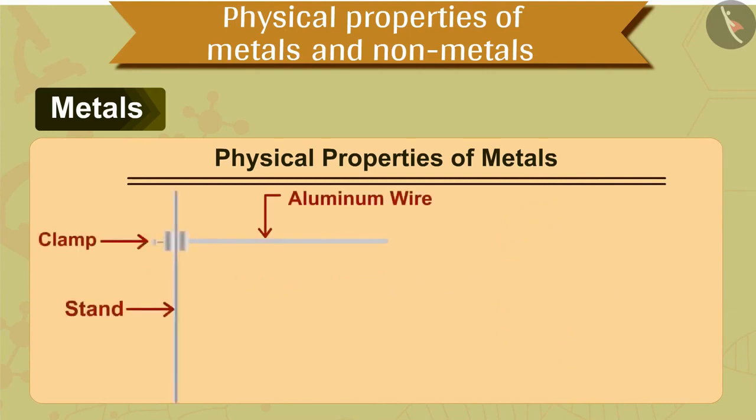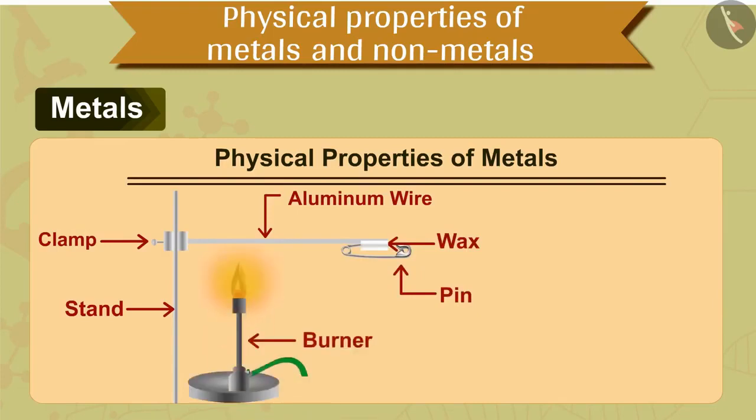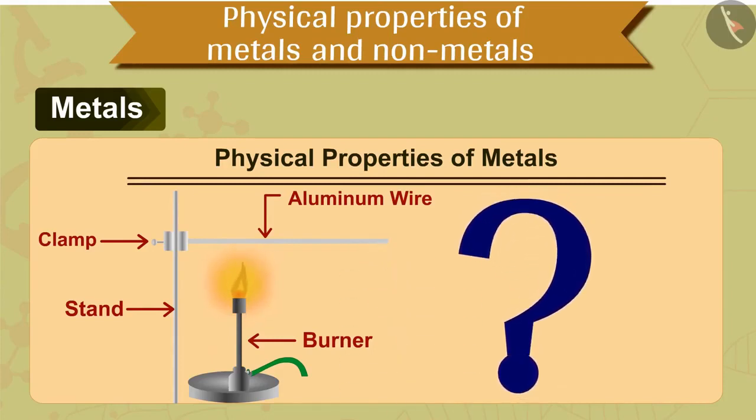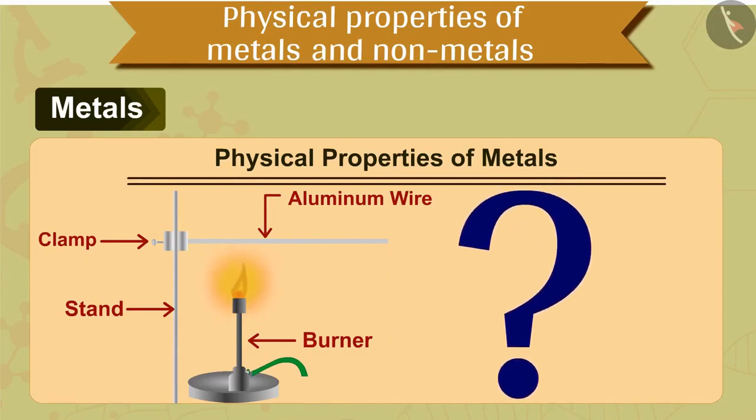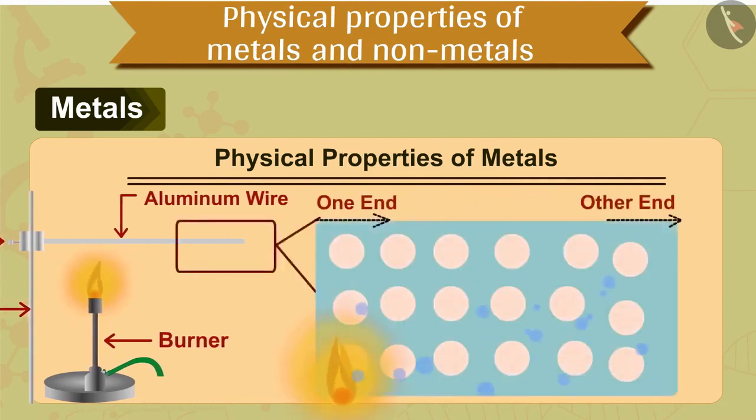Tie an aluminium wire to the stand in such a way with a clamp. Stick a pin using wax on the open end of the wire. Heat the wire near the clamp with a burner. After a while, you will notice that the pin pasted with wax falls as the wax melts. But how did this become possible? How does heat reach from one end of the wire to the other?